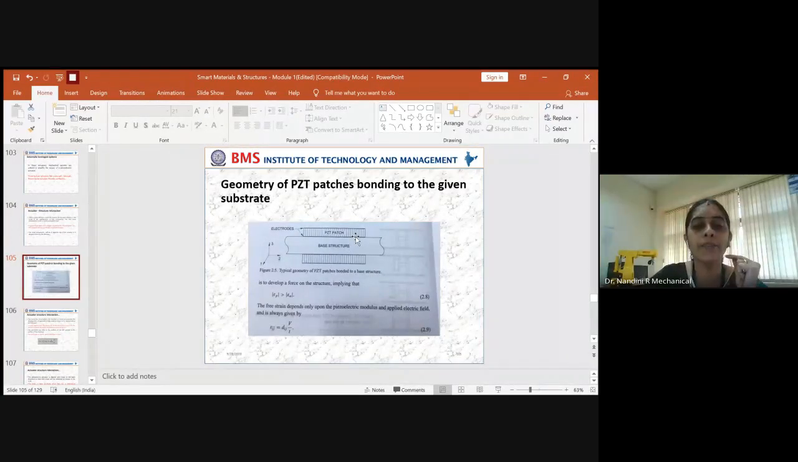So you should have some conductivity in it to make the PZT patch active. So you need some conductive material. That conductivity is achieved by adding an electrically conductive layer like silver paste at the top and the bottom. Here also, at the top and the bottom, you should apply it. So this acts as an electrode, right?